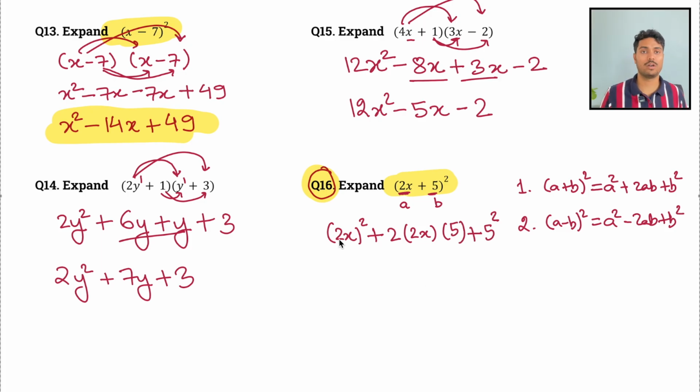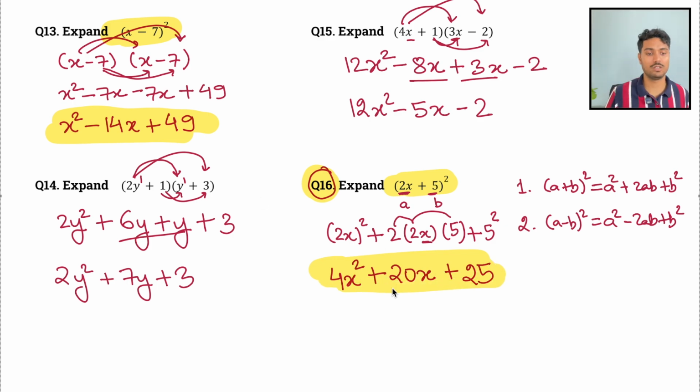Now (2x) the whole square will be, now if there is any power over a bracket like (2x) whole raised to 2, so the power will go to both the elements, number and variable. So this will become 2 raised to 2, 4, x raised to 2, x square, plus now 2 into 2x into 5. So let's multiply all the numbers first. So 2 into 2, 4, 4 into 5, 20, and variable only x, plus 5 square, that is 25, and this is our answer.